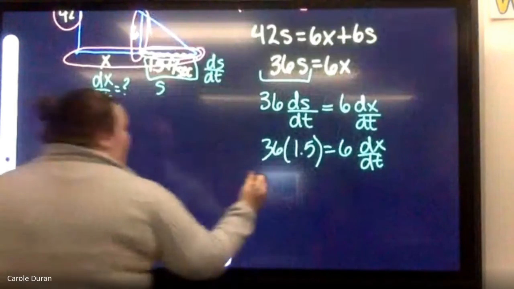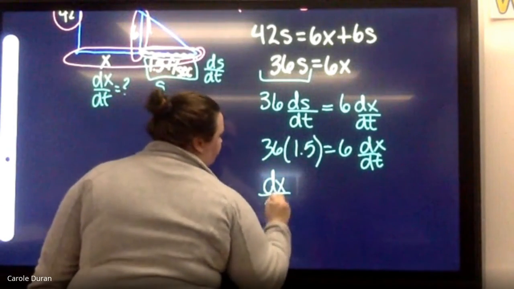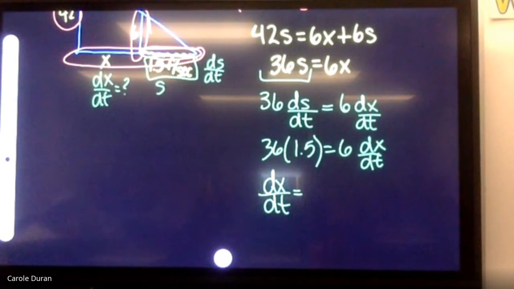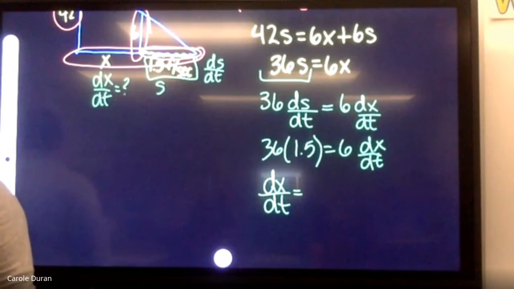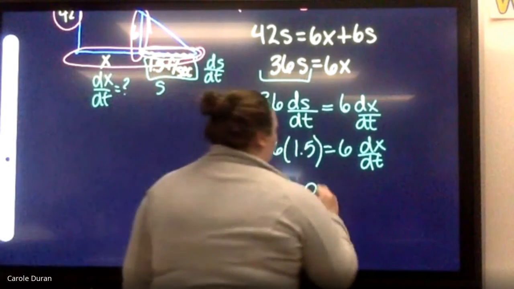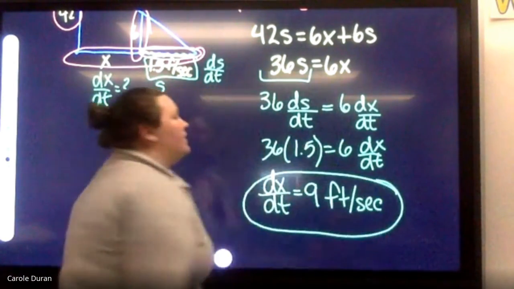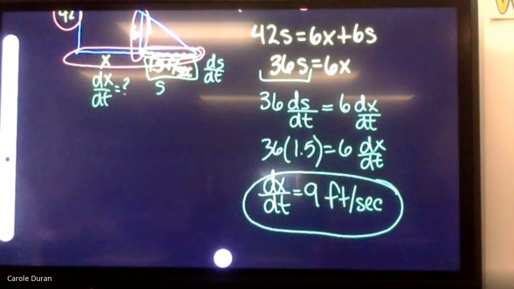And what do we get dx/dt equal to? 9. Nine what? Feet per second. So the rate at which Pete is walking away from my lamppost is 9 feet per second. How do we like that?